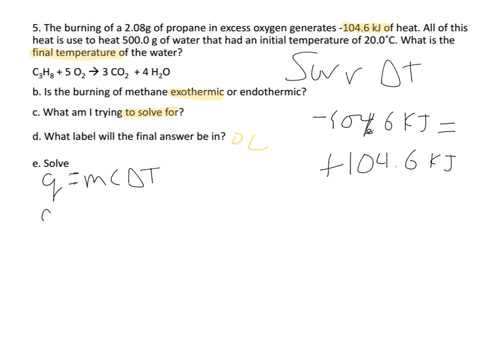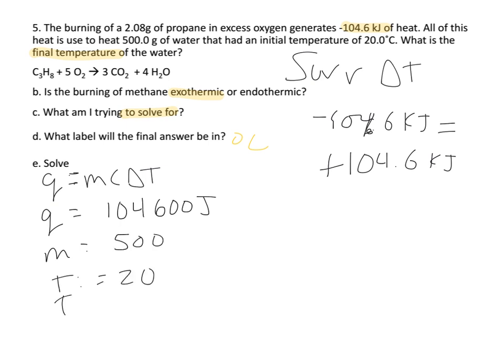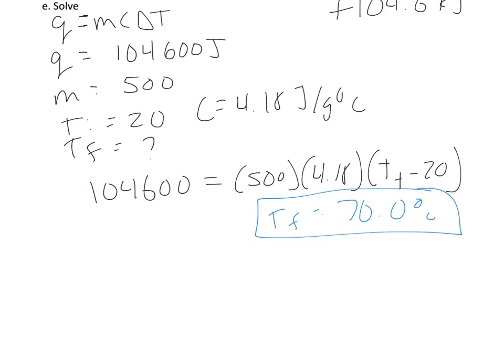I have a Q again. I'm going to put it into joules because specific heat capacity is in joules, so I always have to use joules for MC delta T. I have a mass of water being 500. I have an initial temp being 20. I don't know what my final temp is. And then my C again is that 4.18, just like it was before. So now if you solve Q equals MC delta T, you'll get a final temperature of 70.